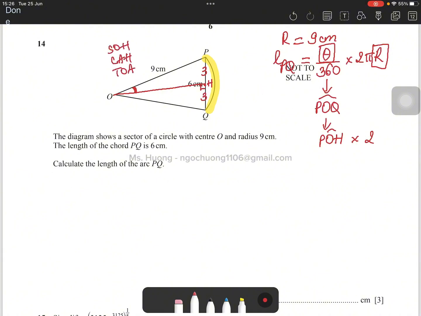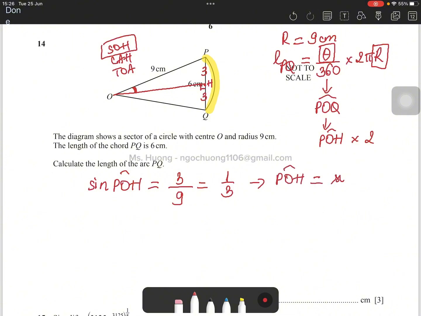Which one should we use? OP is 9 centimeters. That is the hypotenuse. And PH is the opposite side to the angle O. So we need to use SOH. Sine POH is equal to opposite 3 over hypotenuse 9, which is 1/3. So the angle POH is equal to the inverse sine of 1/3.